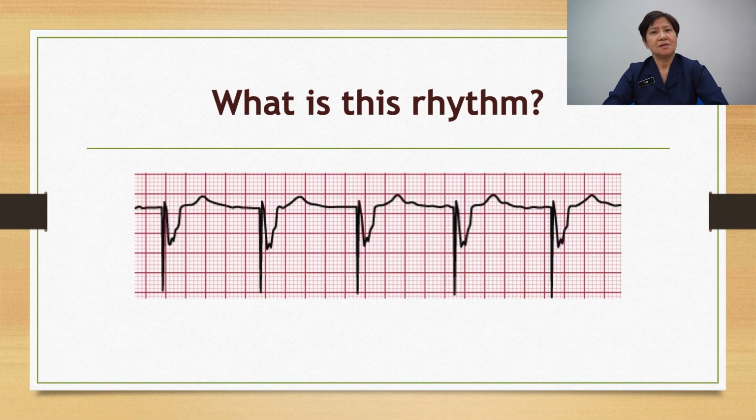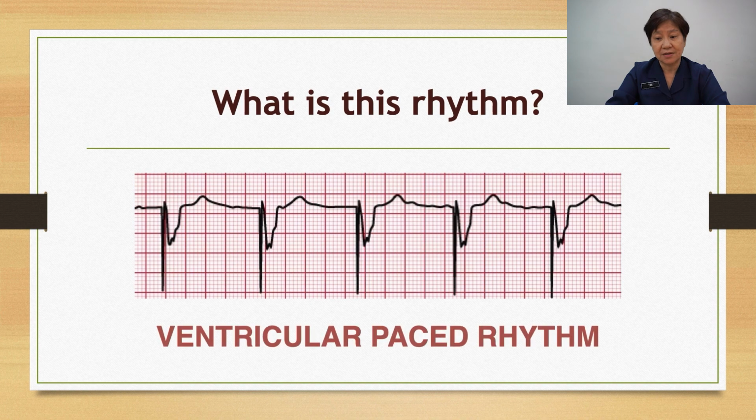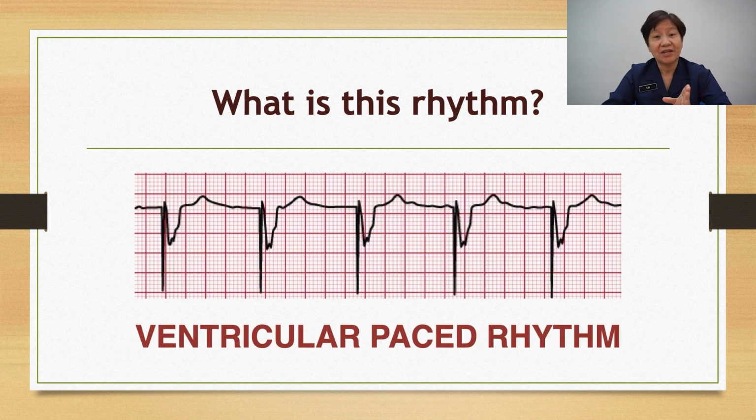Okay, can you see there is a spike in front of the QRS? A normal beat doesn't have this spike. Okay, this is what we call ventricular paced rhythm, when it paces at the ventricle. So if a patient has complete heart block, we need to pace it. Usually they put in a temporary pacer, then the rhythm will show you this.